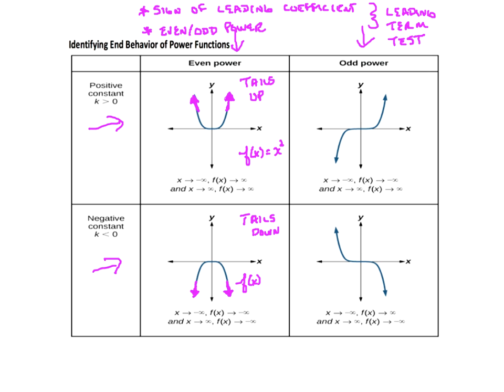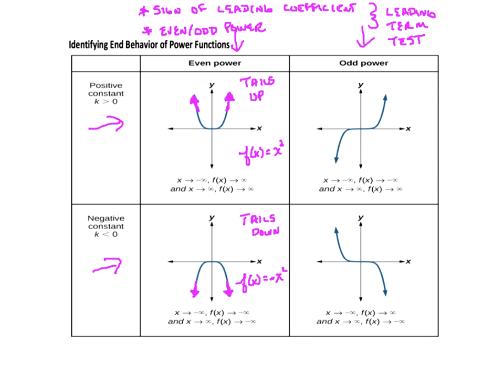And a simple example of that, f of x is equal to negative x squared. We know that having that leading coefficient negative causes the x squared to reflect over the x-axis.